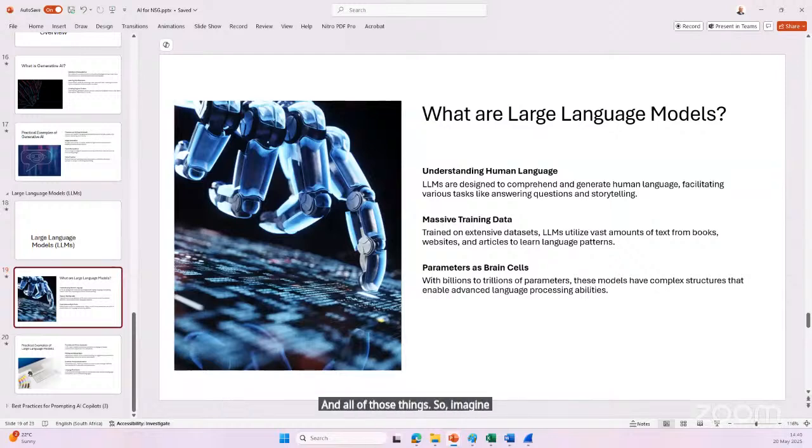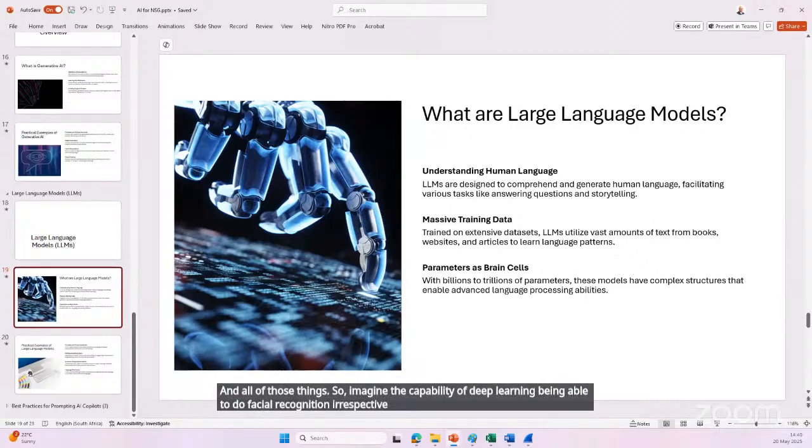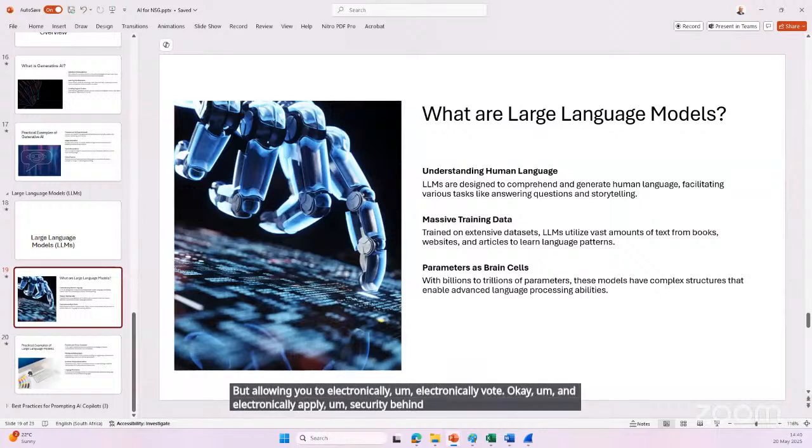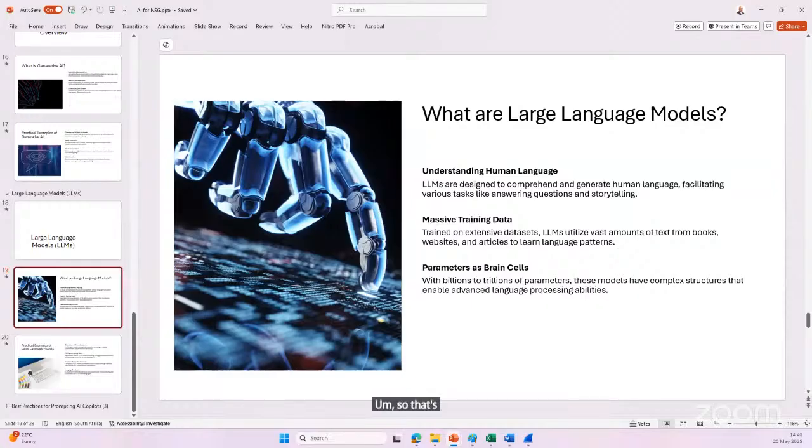So imagine the capability of deep learning being able to do facial recognition irrespective of light conditions, irrespective of whether you've shaved your head or grew your beard or plucked your eyebrows, still being able to do that facial recognition, checking you in, issuing you with a ballot paper. And imagine not issuing you with a ballot paper, but allowing you to electronically vote. Okay, and electronically apply security behind that vote. So that's the capability of something like deep learning, right?